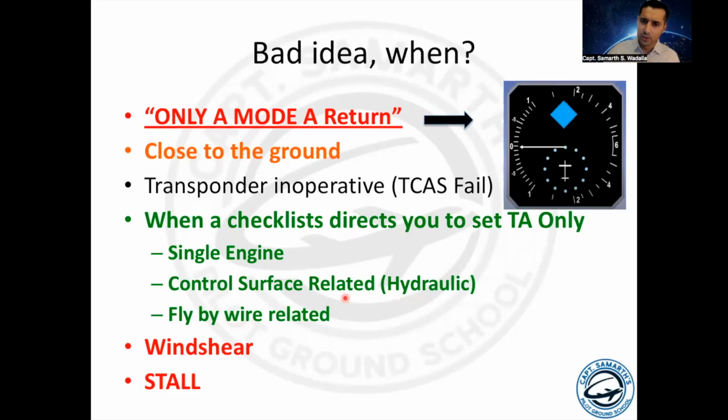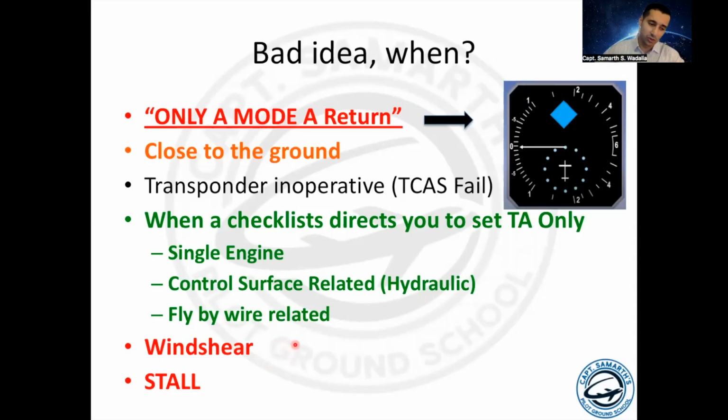Very closely related to this point is something fly-by-wire related. Supposing you're flying a modern jetliner like an Airbus and you have some kind of a fly-by-wire related issue, there is a good chance that those checklists will ask you to set your TCAS to TA only, traffic advisory only. Don't quote me on this. I'm not Airbus A320 rated, but it's fairly obvious that if you have some kind of a fly-by-wire related issue which leads to trouble with your control surfaces, you will lose the ability to rapidly climb and descend or accurately climb and descend. And the last 2 points are wind shear and stall.